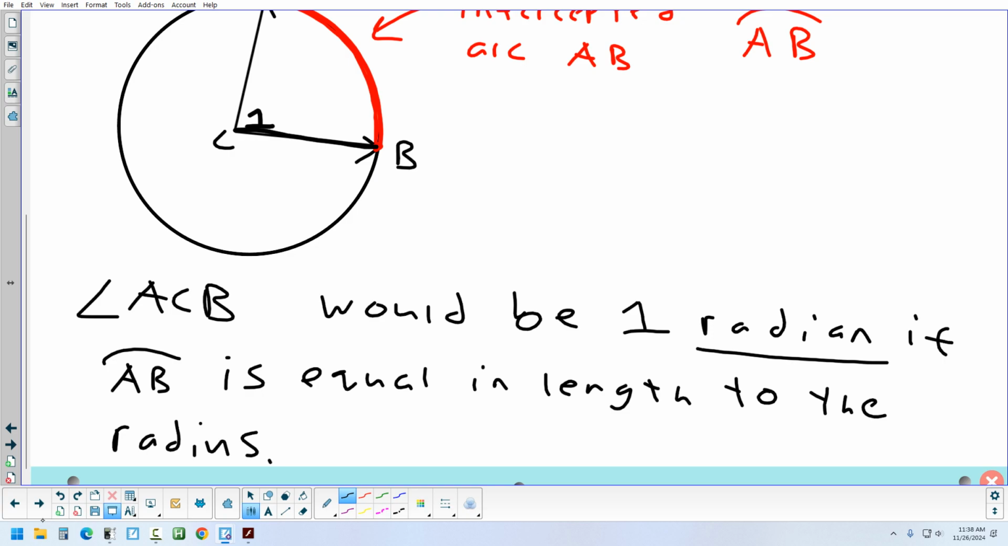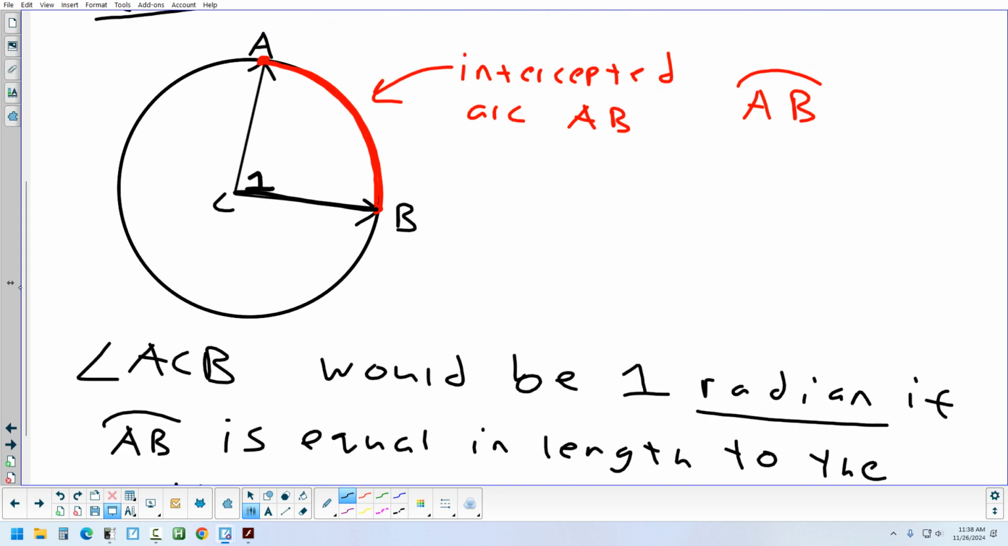So if the length of the arc is equal to the length of the radius, then that angle is exactly 1 radian. And you can read that sentence either way. If you have an angle that's 1 radian, then the lengths match. Or if the lengths match, then you have an angle that's 1 radian.